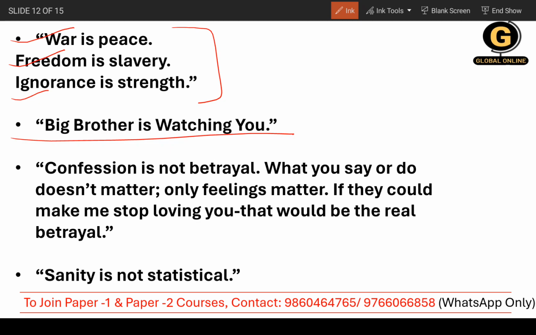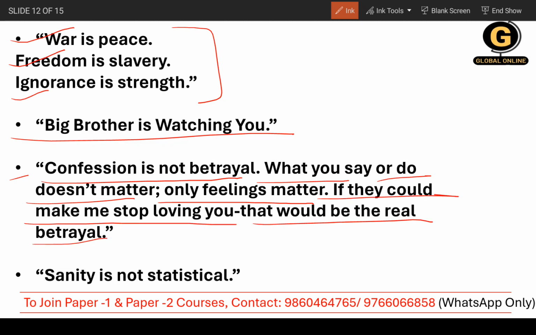Repetition. Now, the fourth one: confession is not betrayal. What you say or do doesn't matter. Only feelings matter. If they could make me stop loving you, that would be the real betrayal. Who could have said this? Guesses? You need to find out. This is your job. Now, the fifth is: sanity is not statistical.